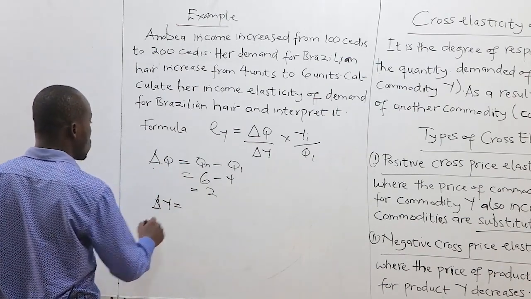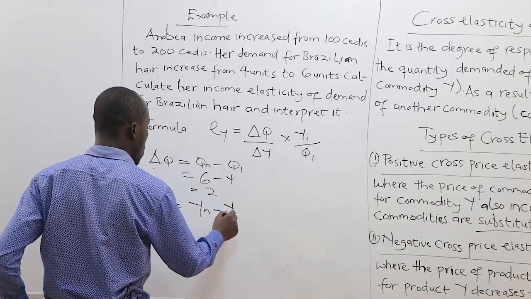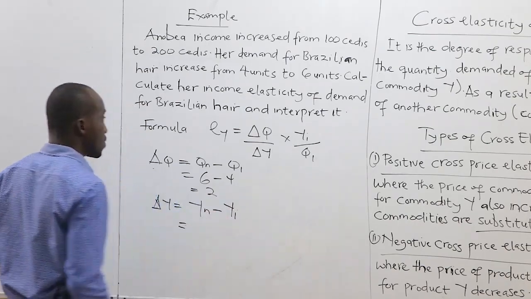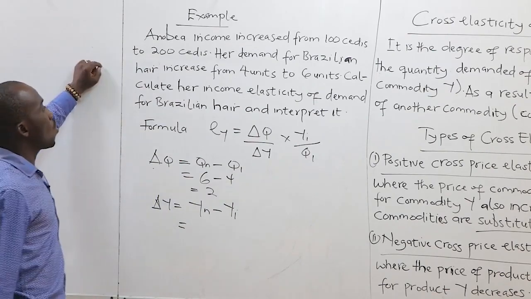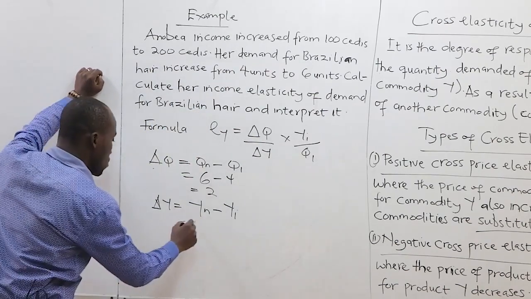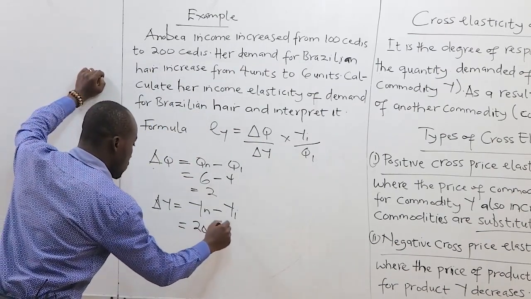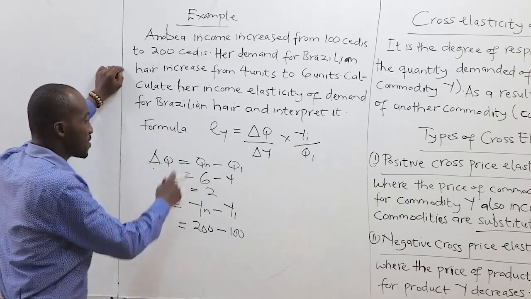Change in income is equal to new income minus what? Initial income. What was her income? The new income is what? First it was 100, now it's 200. Before that, it was 100, right? So we can go and fix it in our formula.